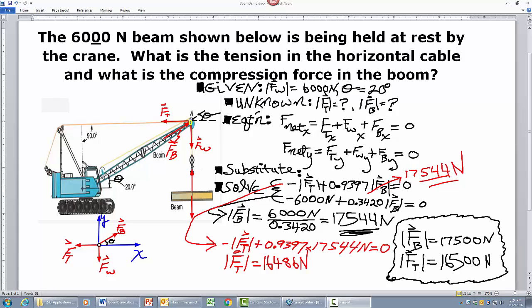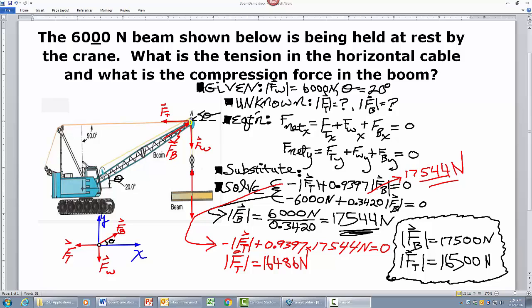We now substitute that value for the boom force vector magnitude into the first equation. This gives us that the negative of the magnitude of the tension vector plus 0.9397 times 17,544 newtons is 0. Solving that for the magnitude of the tension, we get 16,486 newtons.